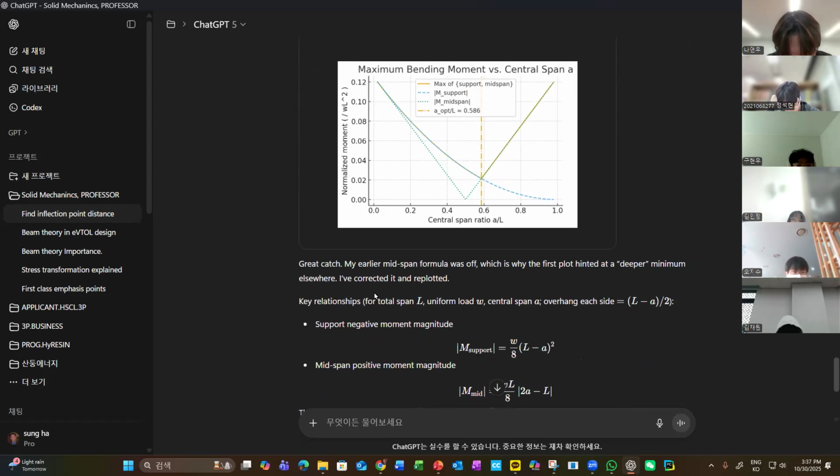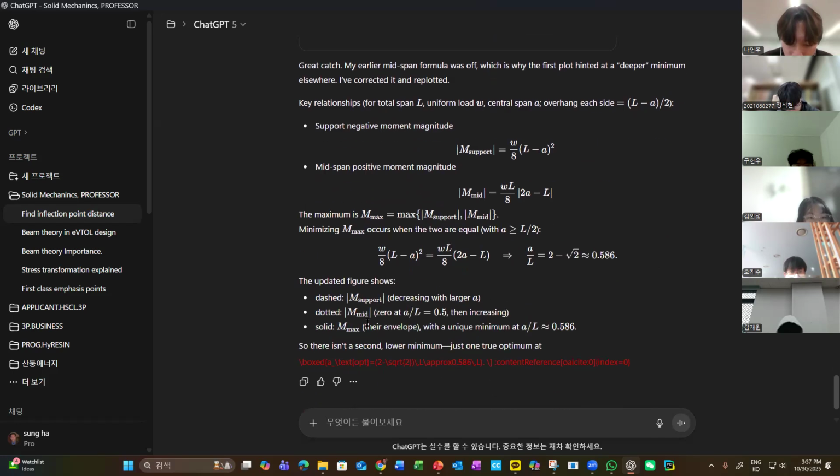Great catch. My earlier mid-span formula was off, which is why the first plot hinted at a deeper minimum. Elsewhere, I have corrected it and then re-plotted. Support negative moment magnitude like this.